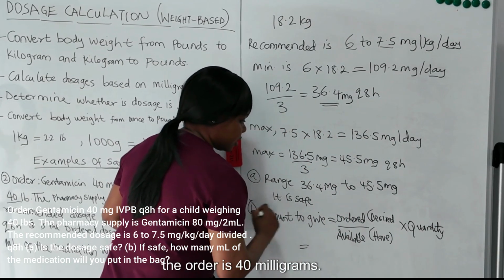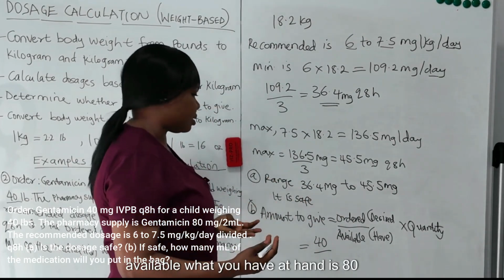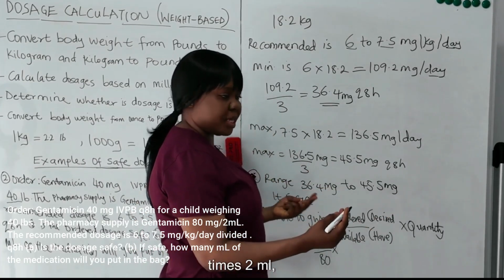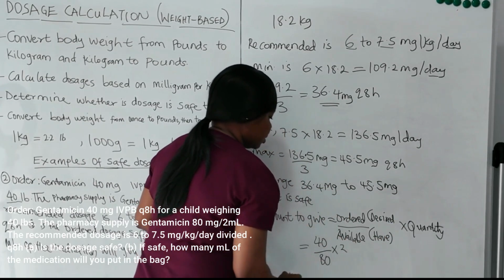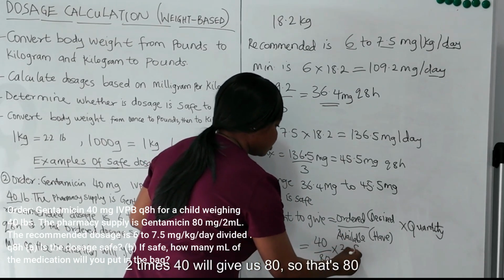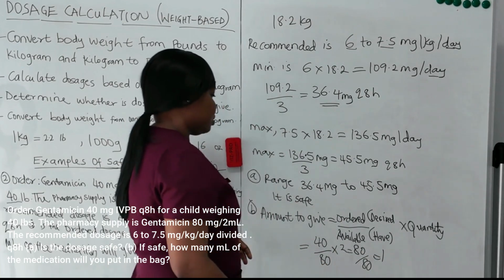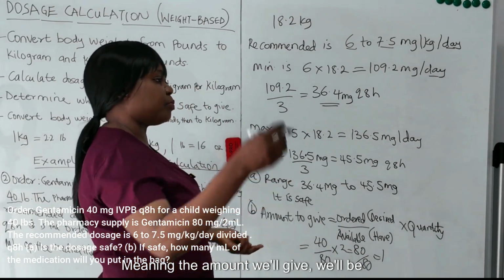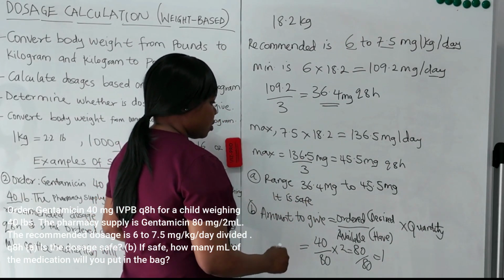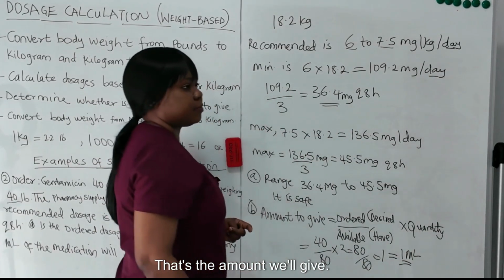So the order is 40 milligram. The available, what you have at hand, is 80 milligram times 2 ml, which is the quantity. So if we cross out this, 2 times 40 will give us 80. So that's 80 divided by 80, which is 1. Meaning the amount we will be putting in the IV fluid will be 1 ml. So the answer will be 1 ml. That's the amount to give.